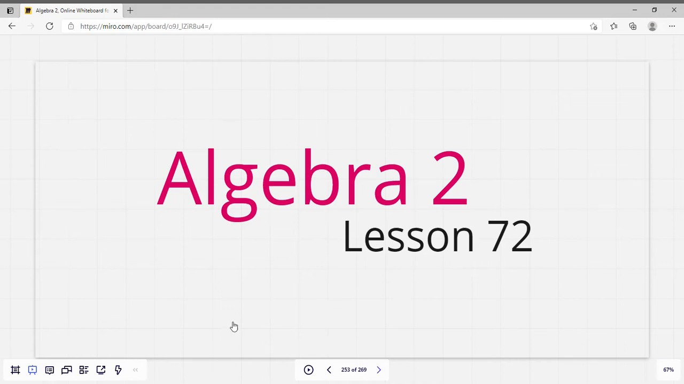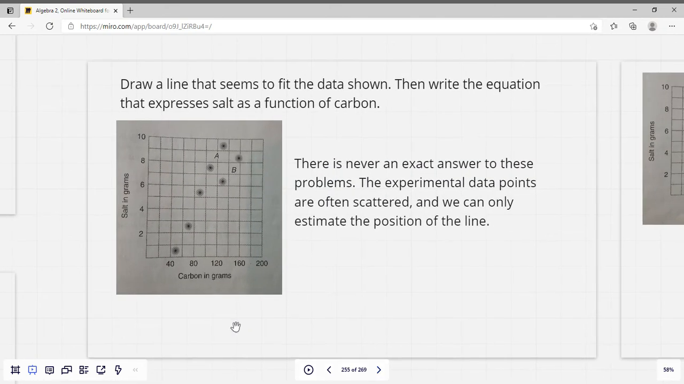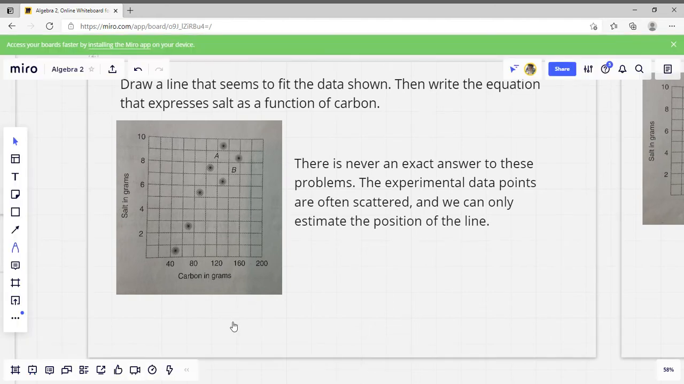Hi, this is Lesson 72 in Algebra 2, and this lesson covers lines from experimental data and negative angles. Draw a line that seems to fit the data shown, then write the equation that expresses salt as a function of carbon. So we've got two separate lines here, one that could go this way or one that could go that way.